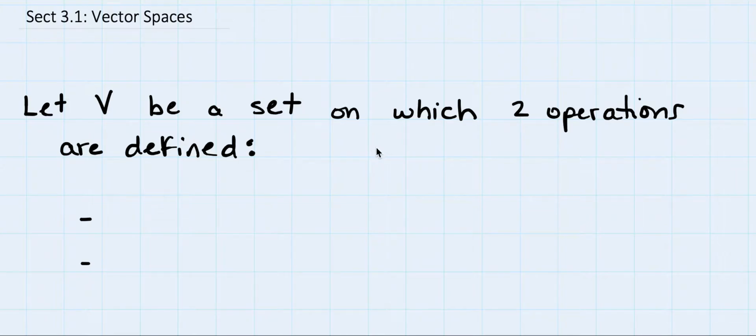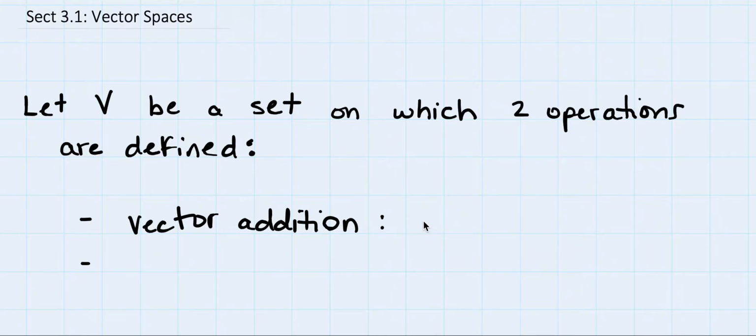So, suppose V is a set, and define two operations on that set. The first operation is vector addition. We're going to refer to the elements in V as vectors. And for vector addition, for any two elements in your set, we want to define x plus y.